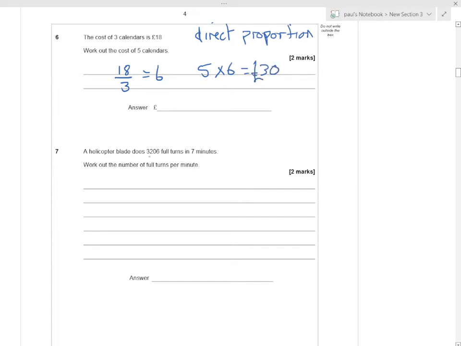A helicopter blade does 3206 in 7 minutes. How many does it do in 1 minute? So we're just going to simply divide 3206 by 7. And 7s into 3 don't go. 7s into 32 are 4 with 4 left over. 7s into 40 go 5 with 5 left over, and 7s into 56 go 8, so it's 4, 5, 8.